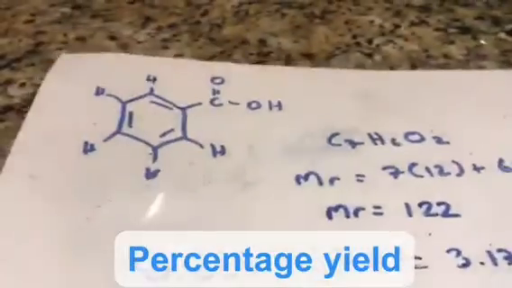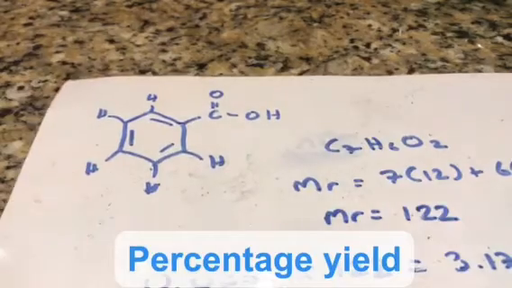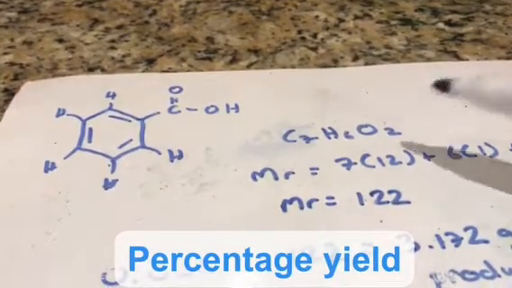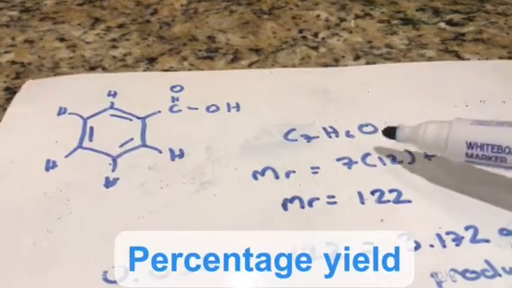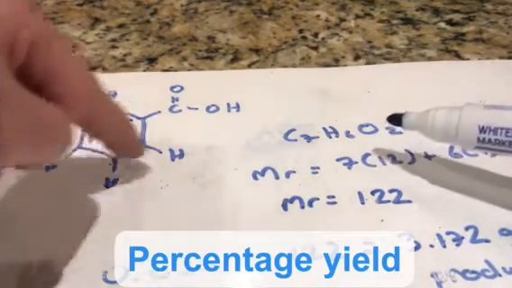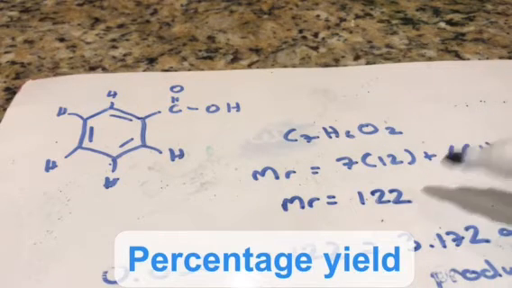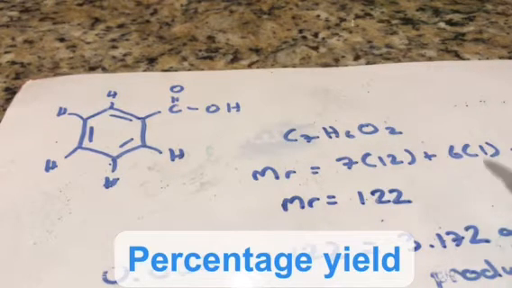So there is our benzoic acid here. So we're going to be using our triangle again. We're going to have to work out our molecular weight of our benzoic acid. So again, you have to put in your hidden hydrogens here. So it's C7H6O2 this time. Therefore, our molecular weight is 122.